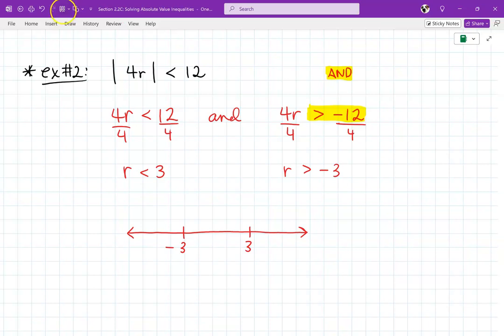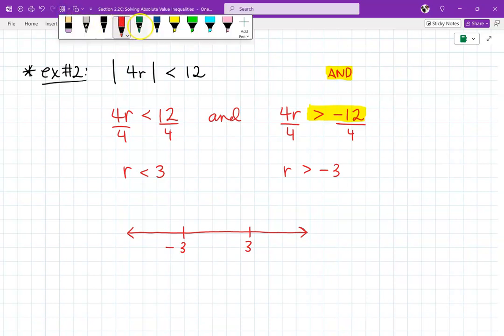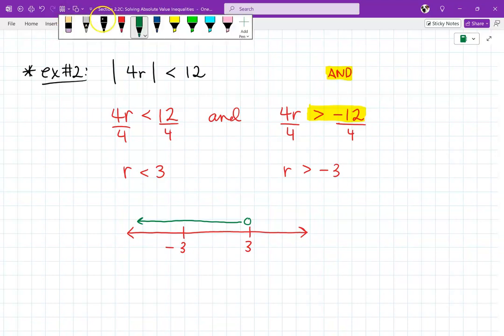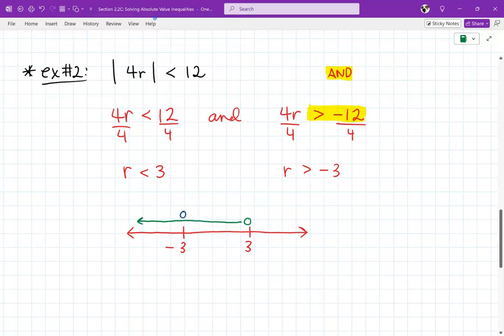Okay, first one. It says r is less than 3. So this is an open circle, right? Because it's just less than. R is less than 3. So I got to go left. The next one says r is greater than negative 3. So open circle at negative 3. And it's pointing to the right. So I'm going to go to the right. What do they have in common?